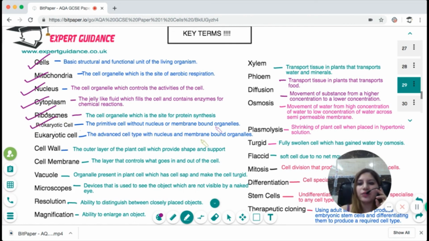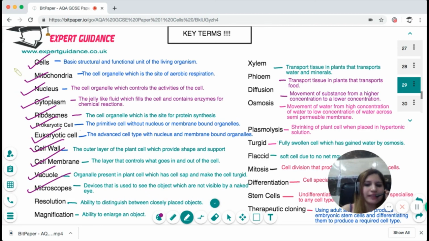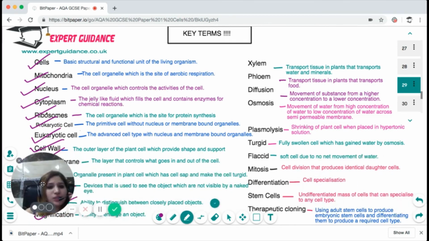Prokaryotic cells are primitive cells without a nucleus or membrane-bound organelles. Eukaryotic cells are the advanced cell type with a nucleus and membrane-bound organelles. The cell wall is the outer layer of the plant cell which provides shape and support to the plant. The cell membrane is the outer layer that controls what goes in and out of the cell. Vacuole is an organelle present in the plant cell which has cell sap and makes the cell turgid. A microscope is a device that is used to see objects which are not visible to the naked eye. Resolution is the ability to distinguish between two closely placed objects. Magnification is the ability to enlarge an object.